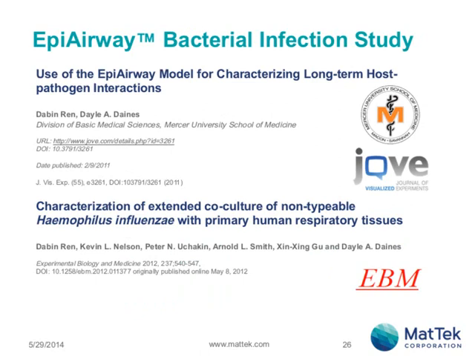H. influenzae. The first study, the use of EpiAirway models for characterizing long-term host pathogen interactions, is a video article published in JoVE in 2011, and it actually provides very nicely protocols for unpackaging of the EpiAirway tissues, culturing of the tissues, and inoculation with bacteria. The follow-up publication, Characterization of Extended Co-Culture of Non-Typable Haemophilus influenzae with Primary Human Respiratory Tissues, was published the following year in 2012 in the Experimental Biology and Medicine Journal. And this publication goes into more details on the results from the extended co-culture.